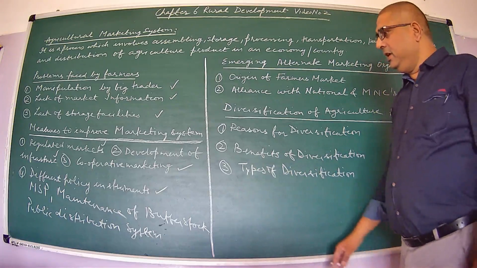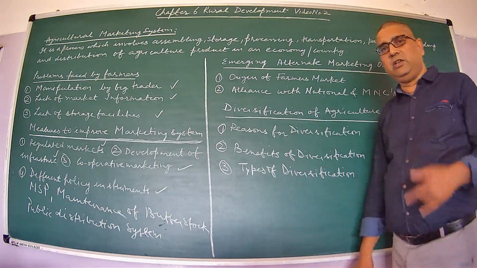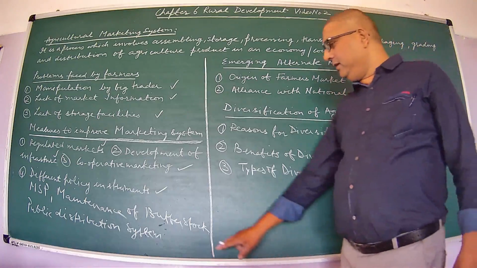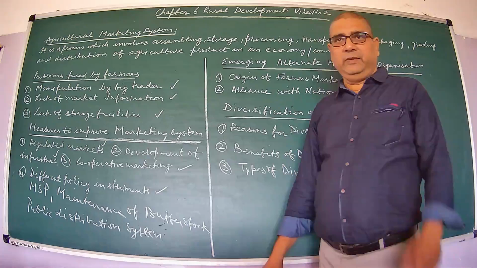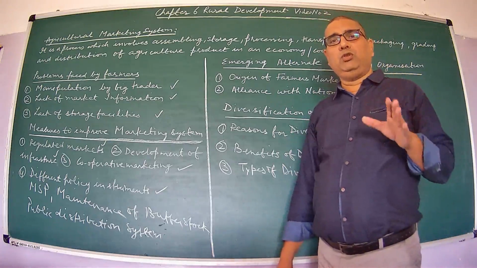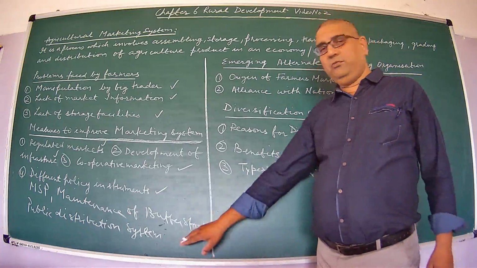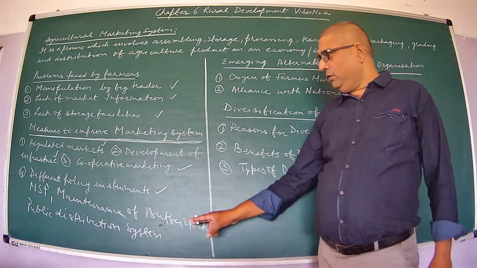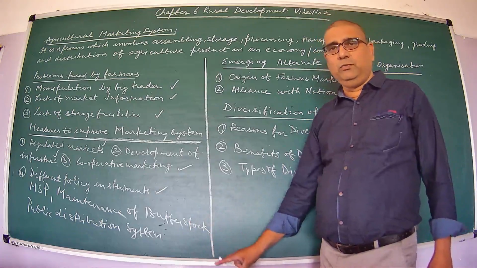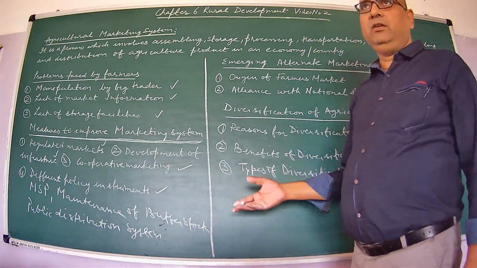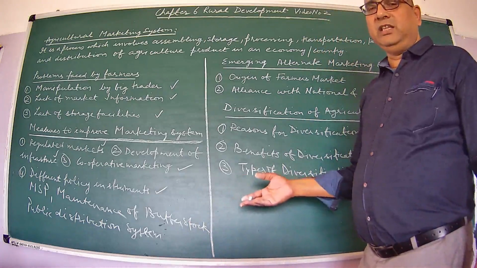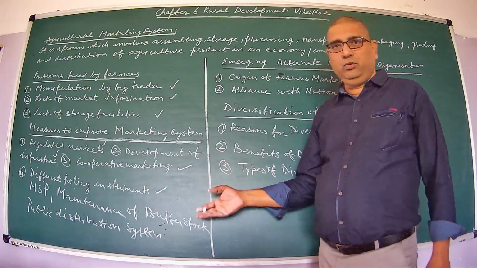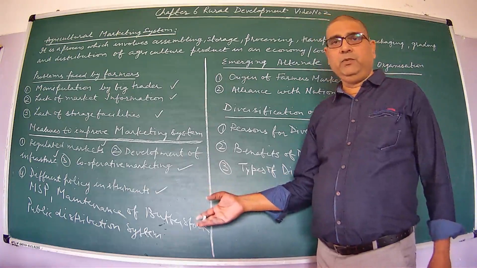Right. Then the last step is the public distribution system. This system was developed by the government. That is called rationing. People should get raw goods through the PDS system, that is, the ration shop, or we can call them saste galle ke anaj ki dukanein. It is another term used for the PDS system.